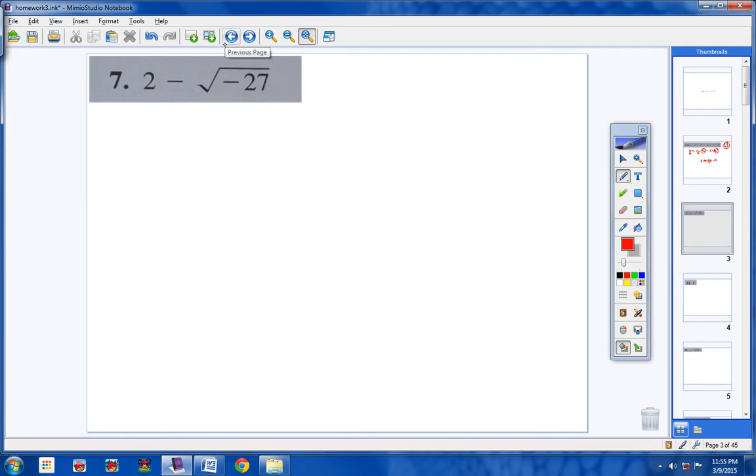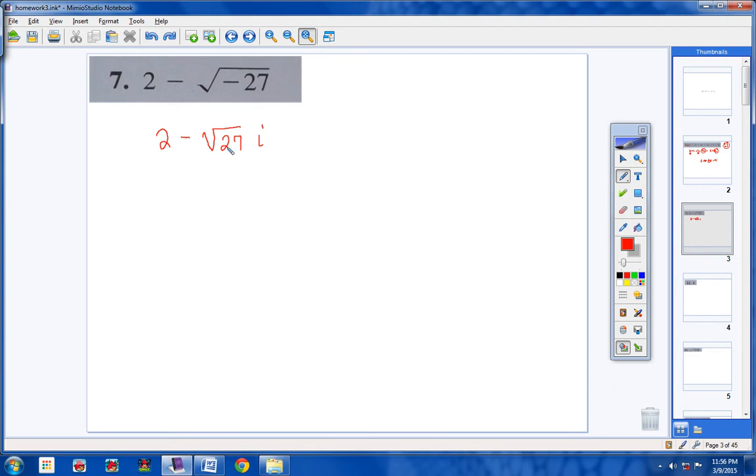Alright, moving on to number 7. Numbers 7 through 15. The directions say to write the complex number in standard form, okay? Write the complex number in standard form. And so here we go. First of all, we're going to write 2 minus square root of 27 and then put an I. So I made the negative sign a positive right here and put an I on the outside.